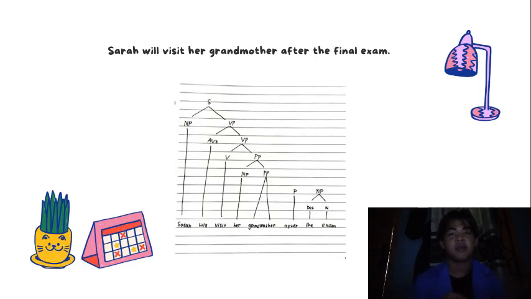Here, Sarah is the subject. The verb phrase begins with the modal will followed by the verb visit. The object is her grandmother. The prepositional phrase after the final exam gives extra time information.